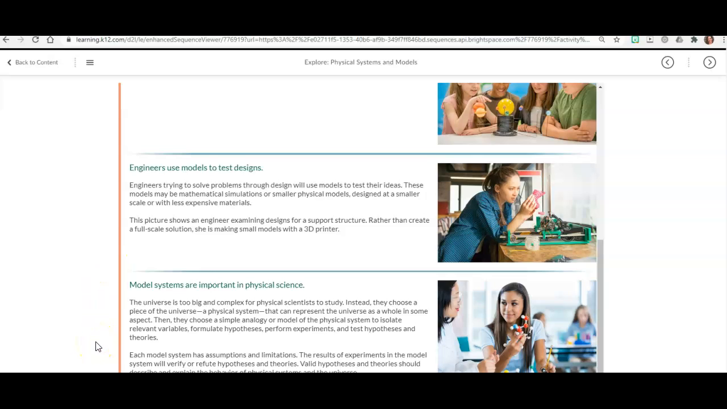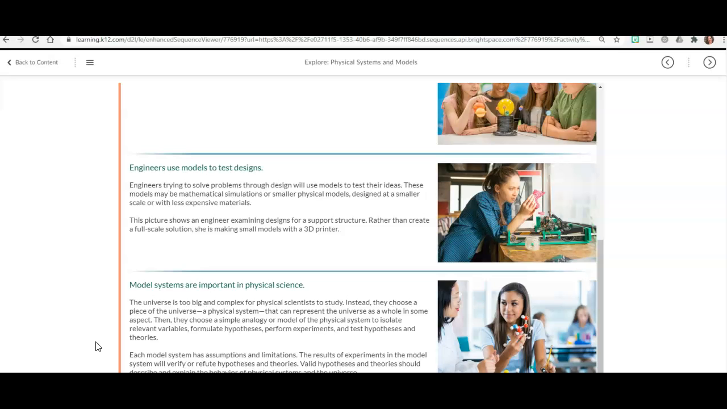Model systems are important in physical science. The universe is too big and complex for physical scientists to study. Instead, they choose a piece of the universe, a physical system, that can represent the universe as a whole in some aspect. Then they choose a simple analogy or model of the physical system to isolate relevant variables, formulate a hypothesis, perform an experiment, and test the hypotheses and theories.